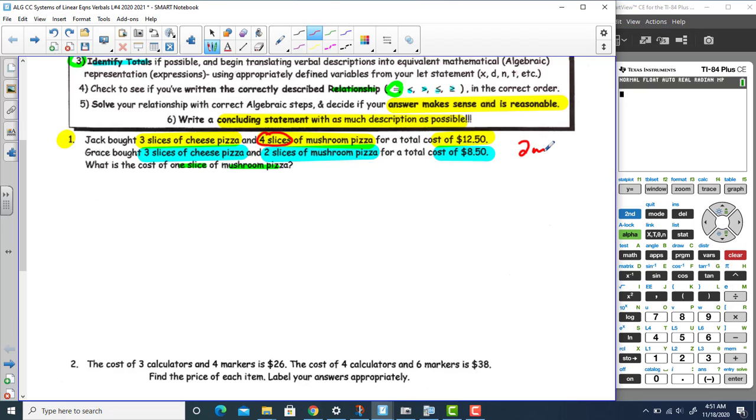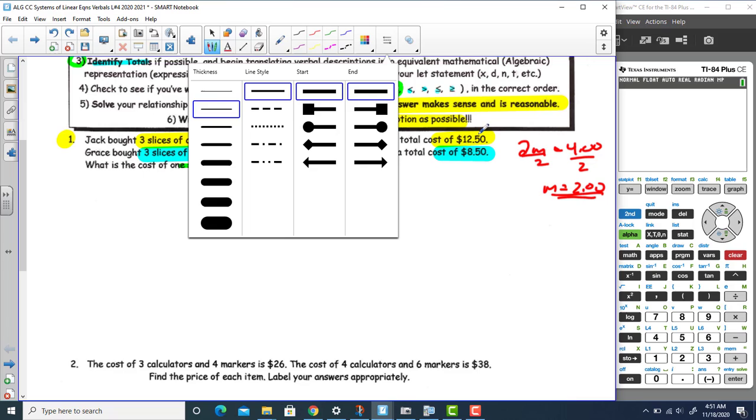So shouldn't 2 mushrooms simply be equal to $4? And wouldn't that mean that each mushroom slice is $2 a piece? So there's a lot of non-formal ways that students often think their way through this. And this is a great question because you can see the answer non-formally, and then we can talk about what it would look like formally with a formula.